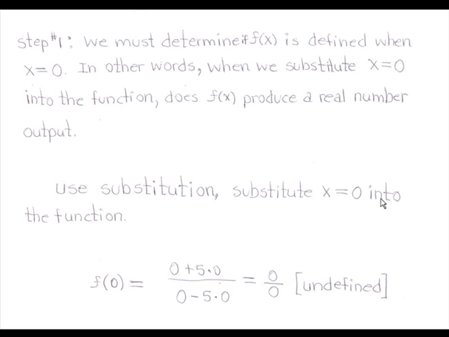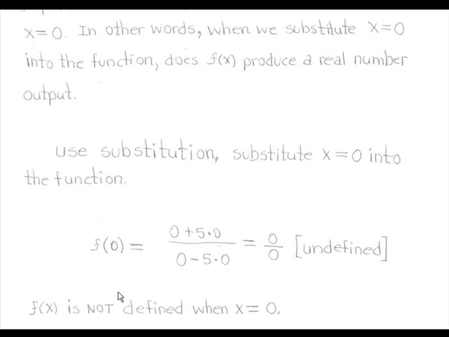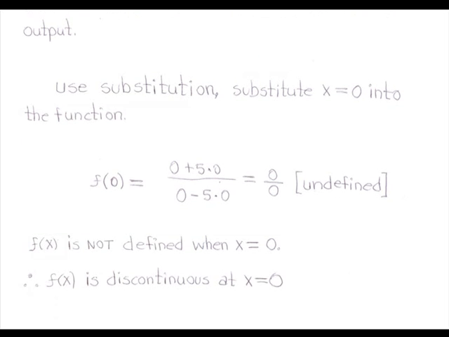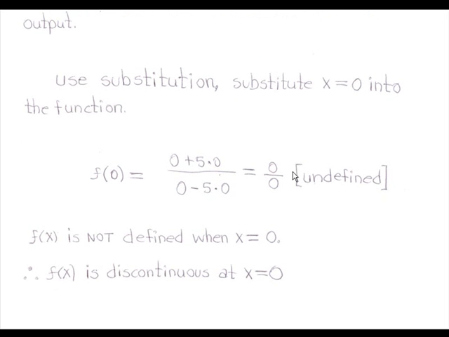Substitute x equals 0 directly into the function. And here's what we get. When we put 0 into the function, as shown here as f of 0, we have 0 plus 5 times 0 over 0 minus 5 times 0. We end up with 0 divided by 0. Well, 0 divided by 0 is an undefined form. So this function is undefined when x is equal to 0. So f of x is not defined when x is equal to 0.